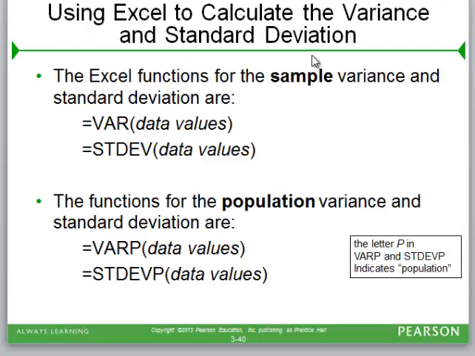Then in Excel, the functions for the variance and standard deviation are like this. For the sample, it's VAR. Then you put the selected data values here. STDEV is for the standard deviation. For the population it is VARP, and the standard deviation is STDEVP for the population. Then select the data values in, and you will get the standard deviations. Remember the difference.